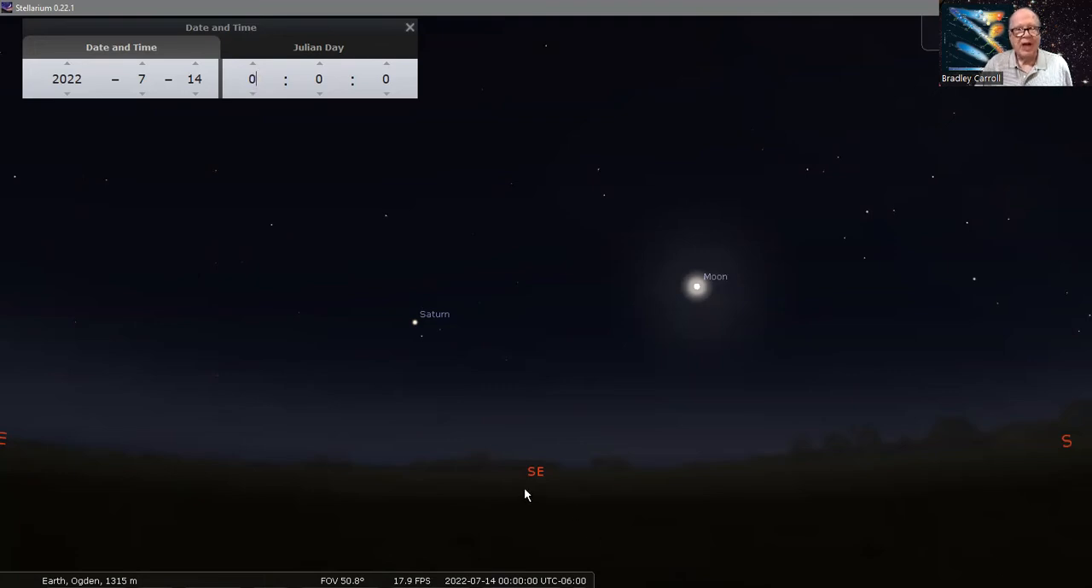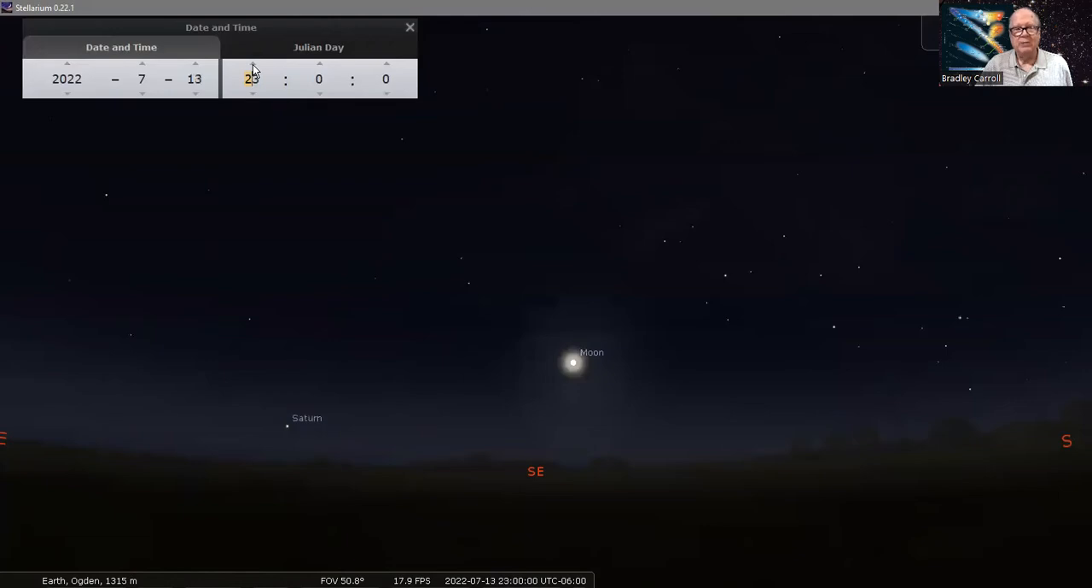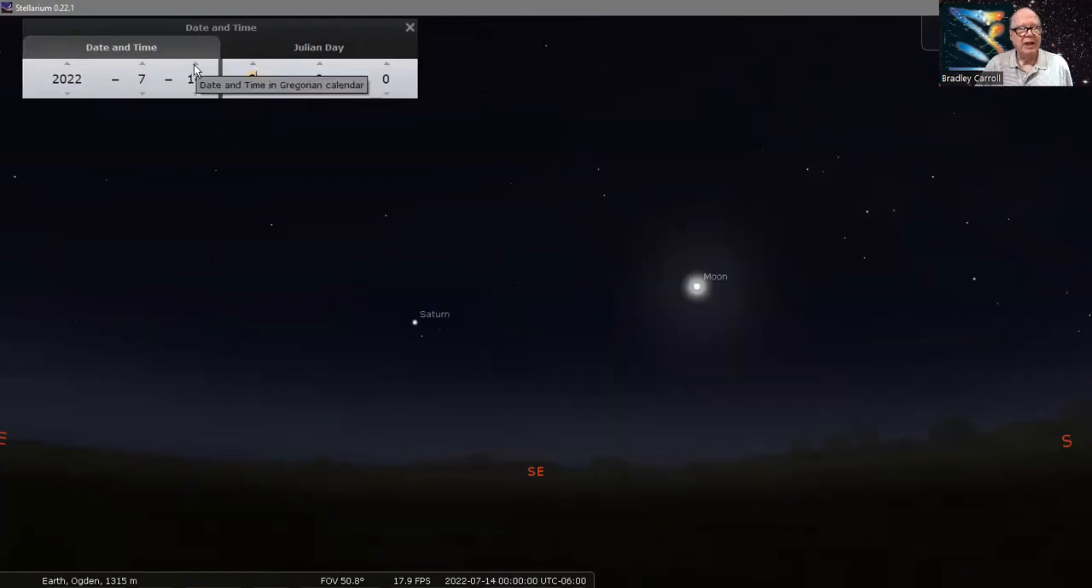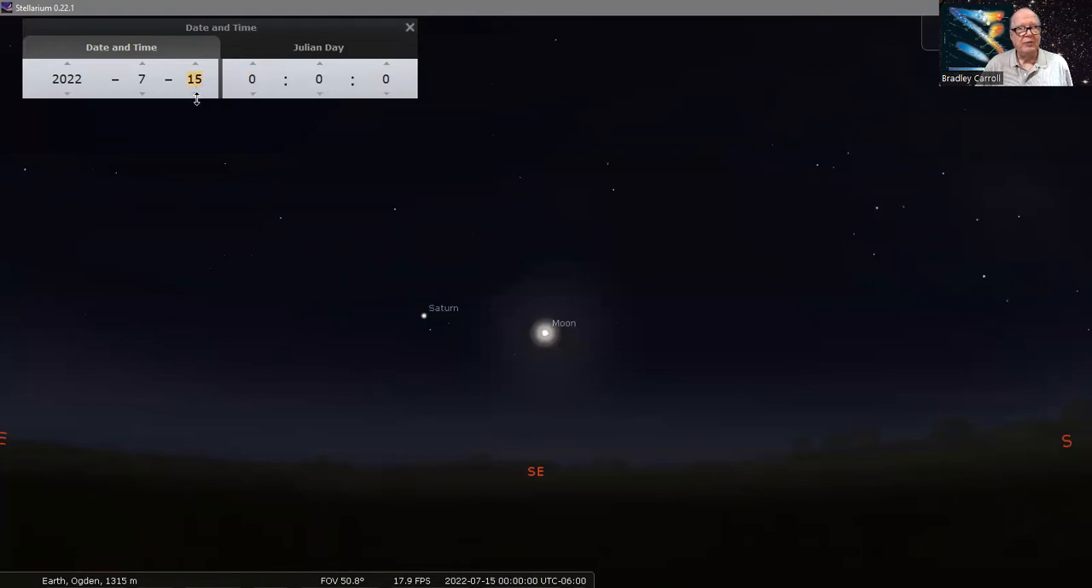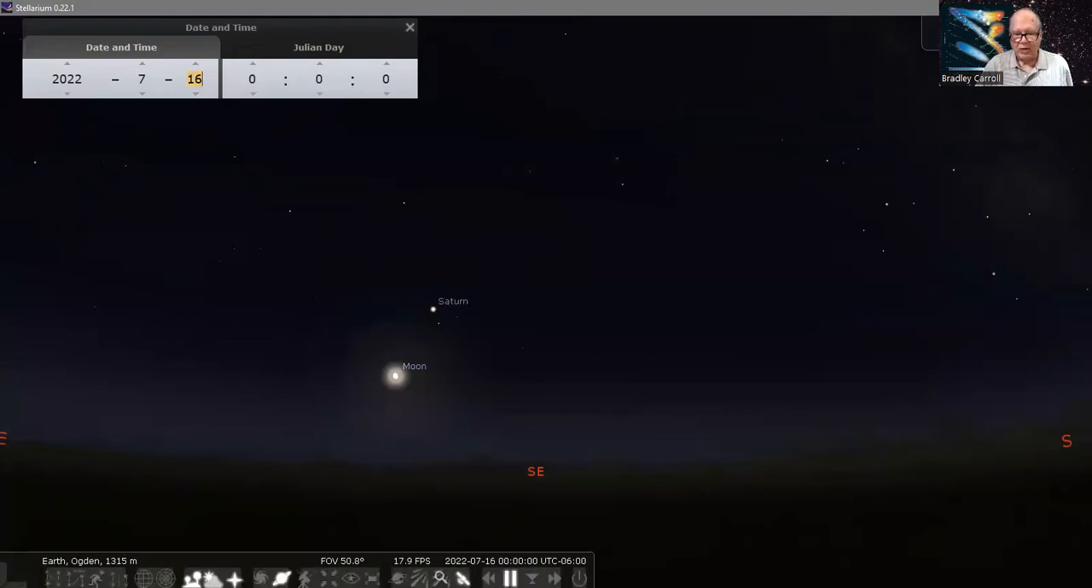If you just look in the southeast, remember the full moon rises fairly late, so you have to go out late. You can go out at 11 or the next midnight. But if you wait a couple nights past then, to the 15th, which is Friday, or the 16th, which is Saturday, you'll see the moon passing by Saturn. So that's something to watch for too.